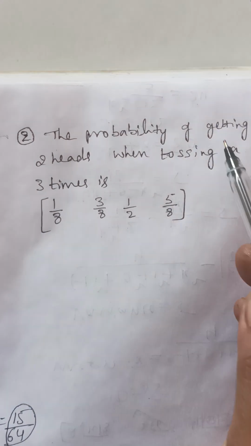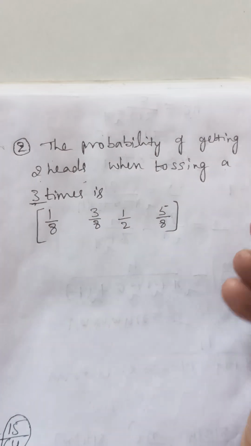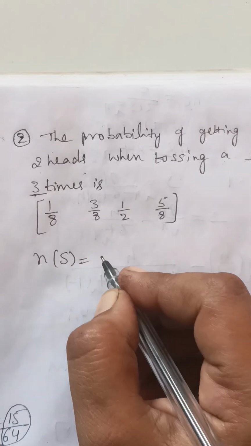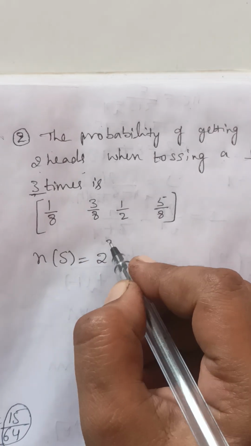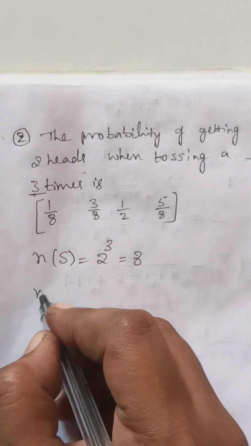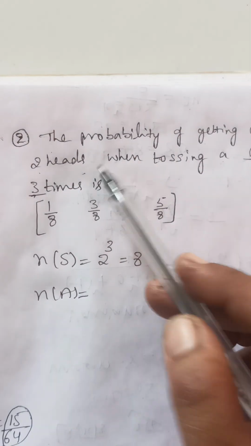Next one, the probability of getting at least 2 heads when tossing a coin 3 times. Here the coin is tossed 3 times. So n of S is 2 power 3, which is equal to 8. And n of A is getting at least 2 heads.